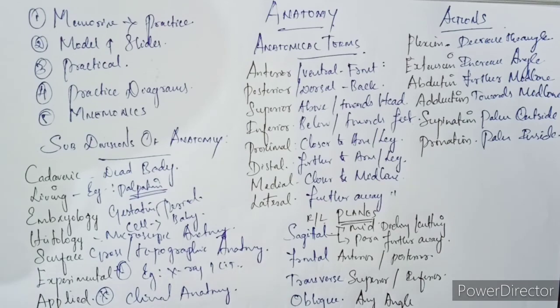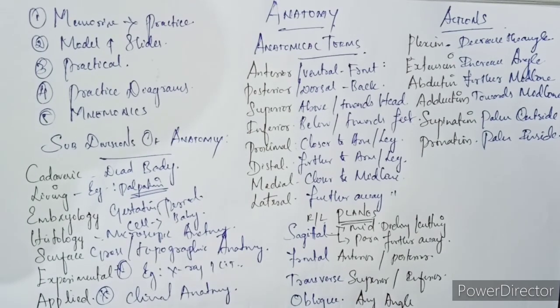Then we have seen the subdivisions of anatomy, that is cadaveric, which deals with the dead body; living anatomy, for example palpations; and then embryology, that is developmental anatomy, which happens in the gestation period from the formation of the cell to the baby. And then we have surface anatomy, that is also known as gross or topographic anatomy. And then histology, that is also called microscopic anatomy. Then radiological anatomy, that is experimental anatomy, where we investigate by X-rays and CT, for example. Then applied anatomy, that is clinical anatomy.